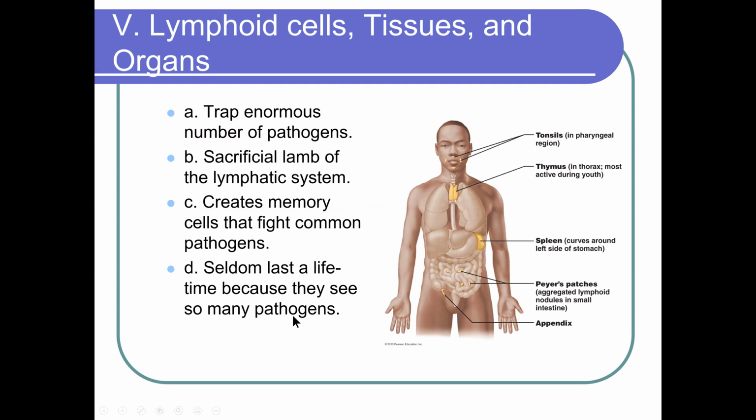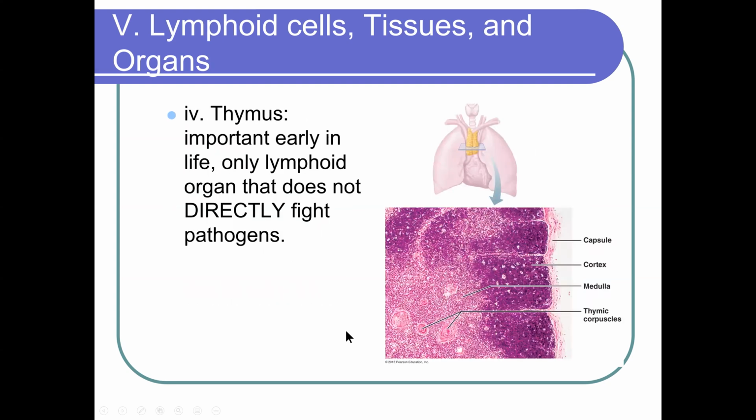The last thing is that the thymus seldom lasts a lifetime because they see so many pathogens. The thymus is important early in life, and it is the only lymphoid organ that does not directly fight pathogens. We'll find out what the function of the thymus is. It houses the T lymphocytes. What it does is protect the T lymphocytes till they are mature enough to recognize self and non-self.